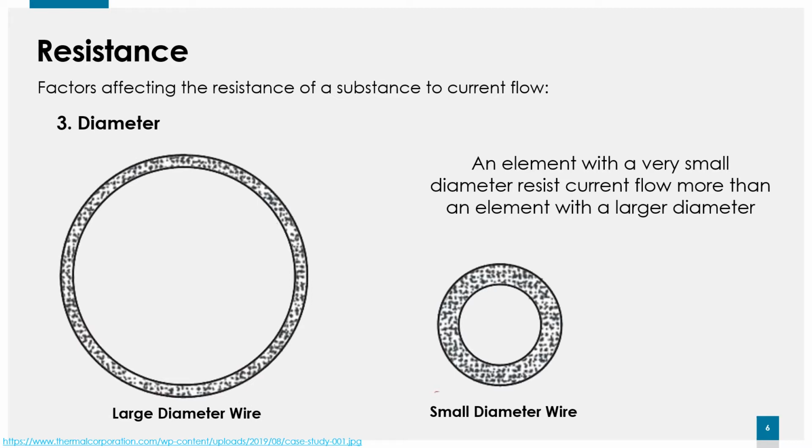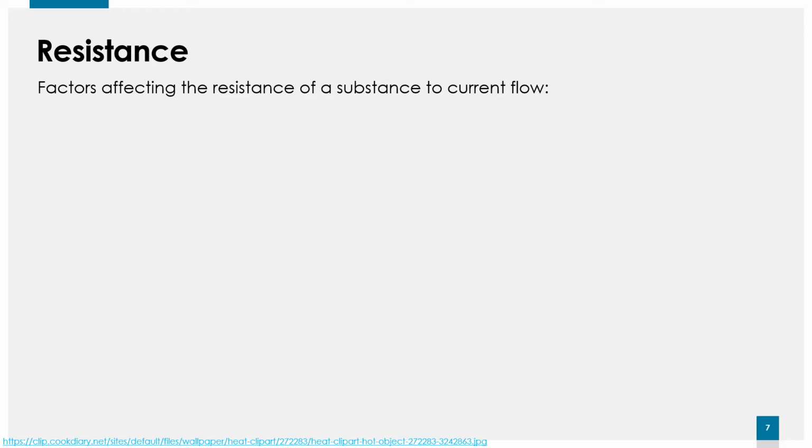Because there is less space to pass. It's the same here. I have a small diameter, so I have less space for my electrons to pass, more energy to pass. While in a large one, I have more space, so it resists less. So for diameter, a small diameter resists current more. So more resistance in a small diameter than in a larger one.